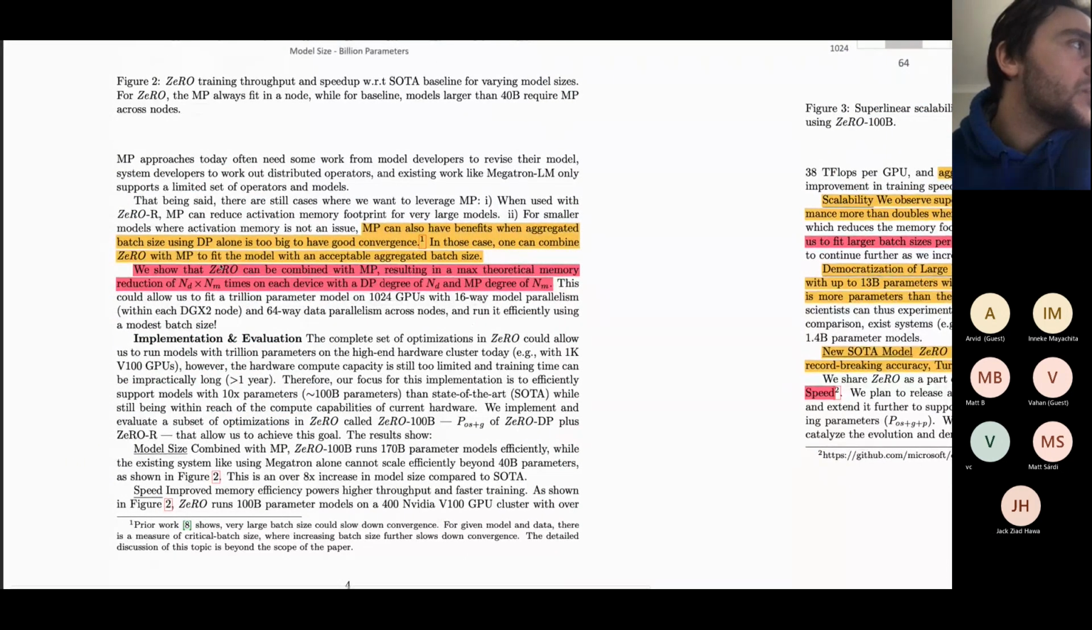They say we show that ZeRO can be combined with model parallelism, resulting in a max theoretical memory reduction of the number of partitions, where the degree of data parallelism is the number of partitions.